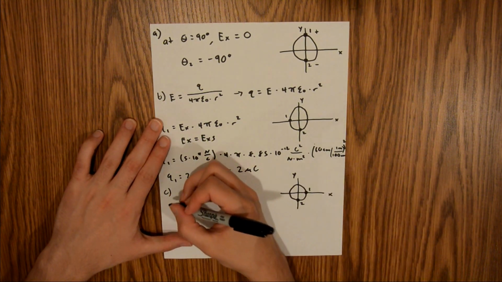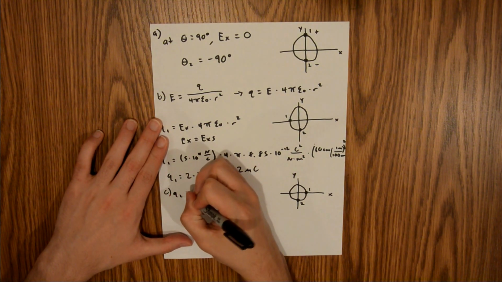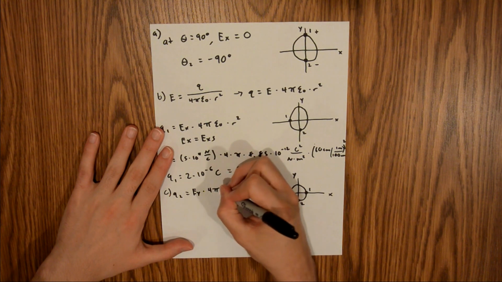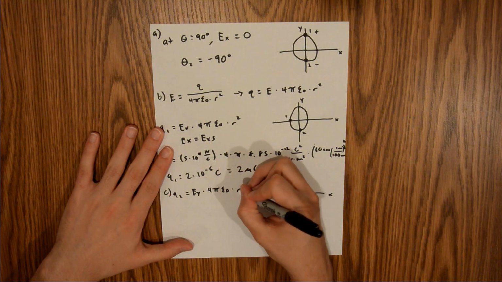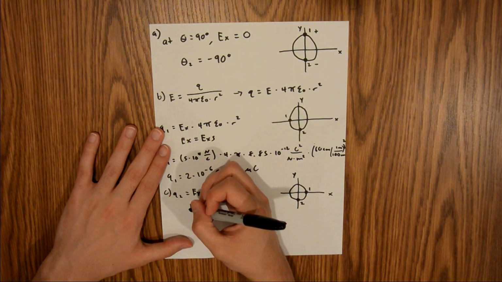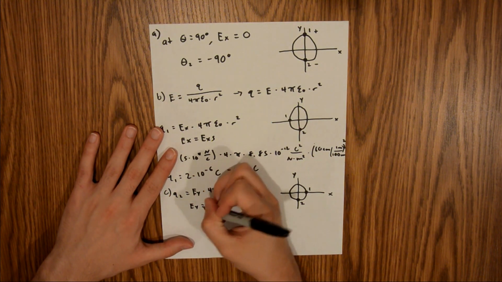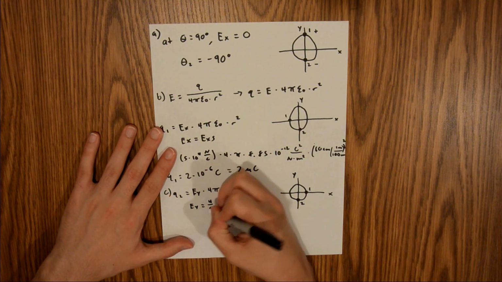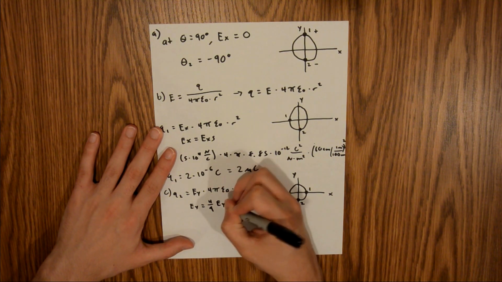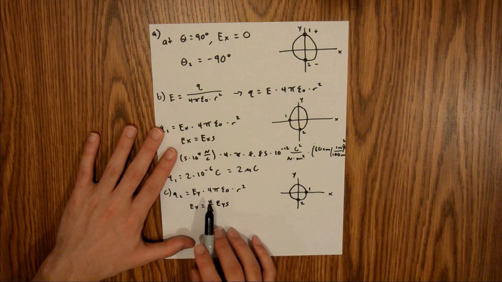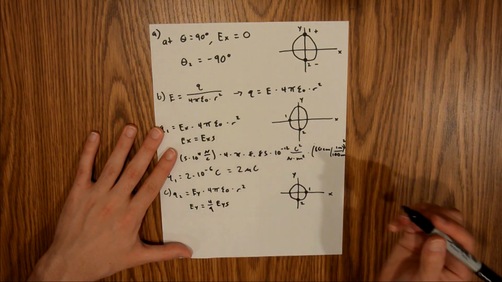So what we're going to have is charge 2 is equal to EY times 4 pi epsilon naught times r squared. And on graph C at 0 degrees, we can see that EY is equal to 4/9 of EYS. We are given EYS in the problem, so we can solve for this side of the equation. And I'm going to plug all of that in.